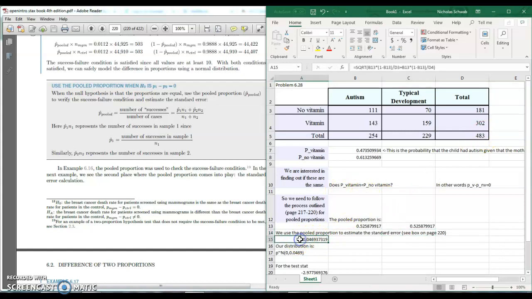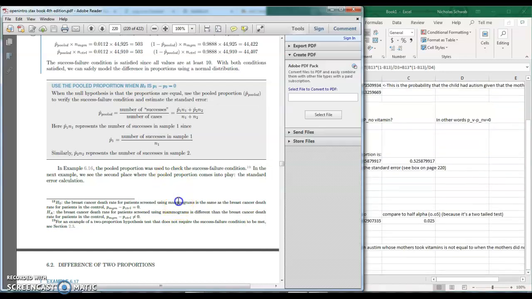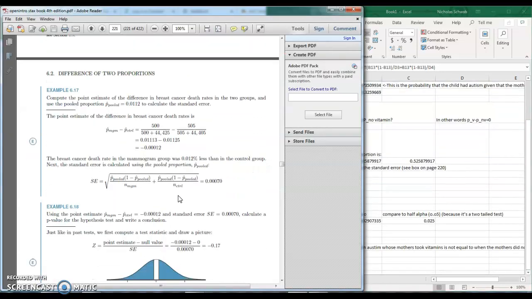We have to use the pooled proportion to estimate the standard error. So let's scroll down in the book to the standard error example. You'll recognize the standard error for when we do one proportion, but since there are two proportions that we're trying to know the difference of, we have to use both of these proportions. And more confusingly, we have to use the pooled one twice over the different totals.